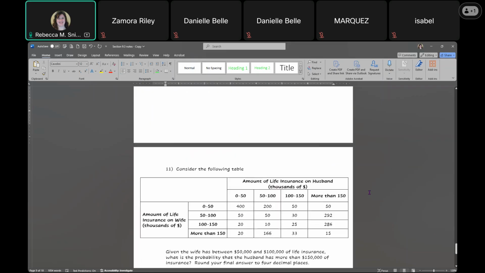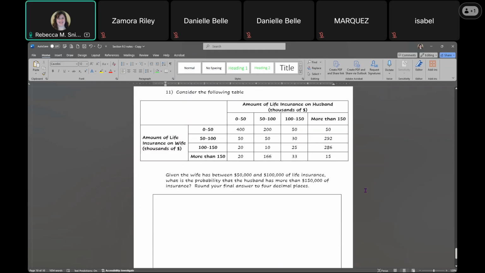So let's do it one more time. Again, we've got the following table. It's got your insurance information in there. And the question says, given the wife has between 50 and 100,000 of life insurance, what is the probability that the husband has more than 150,000 of insurance? Just like before, we've got our wife's side that we are looking at here, and she's got between 50 and 100,000.